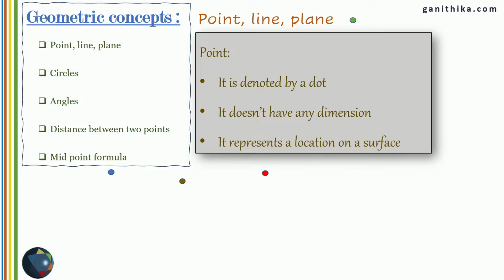Next, it represents a location on a surface. So if you see here, the green dot, the green point in fact, represents the location just above the box, whereas the red point represents the location just below the box, and so on. So every point represents a location on a surface. We also say that in English, right? Pointing towards something, right? So it points towards a location.